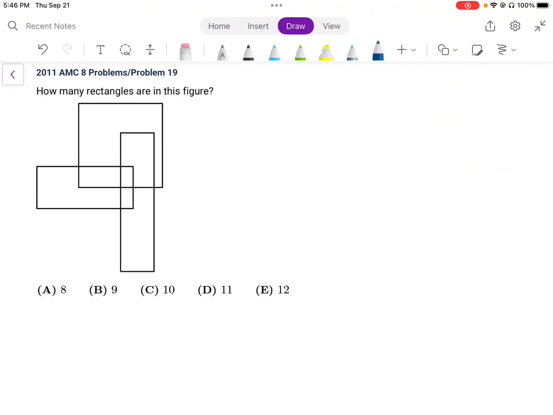Problem 19. To solve this problem, we count the rectangles that are composed of different numbers of sections. First, let's count the rectangles that are composed of one section only, and that would be the inner one, this one, and the second one is this one. The third one is this one. So that's 3 one-section rectangles.